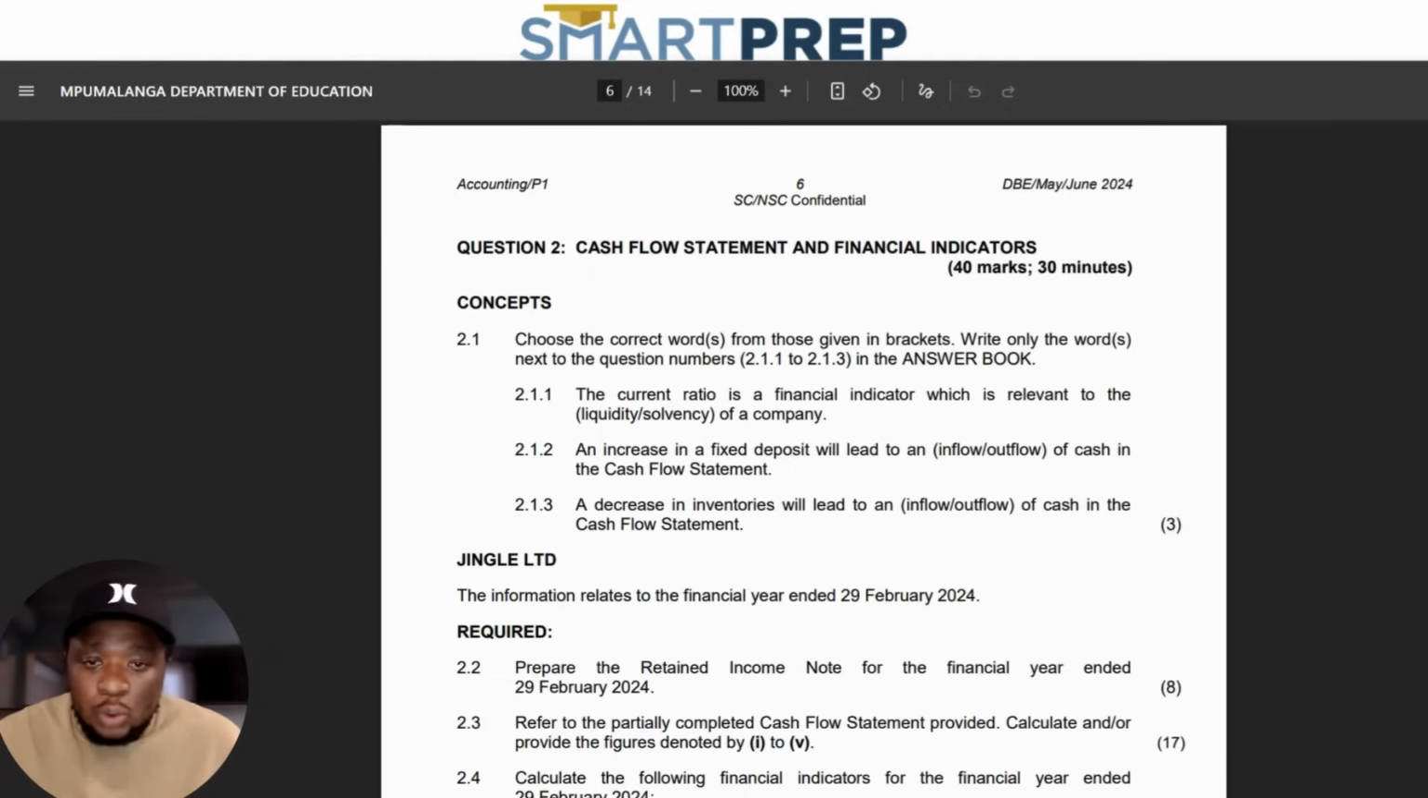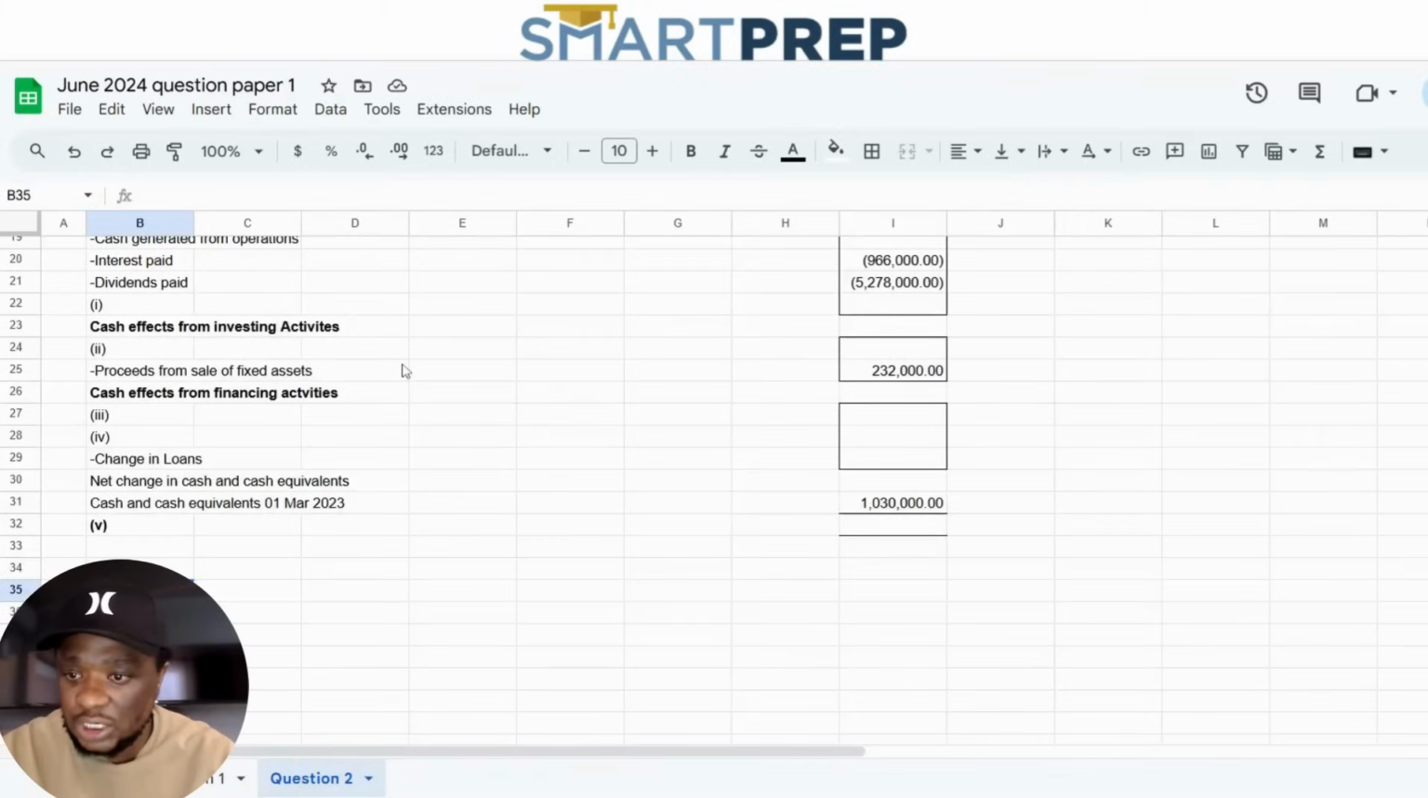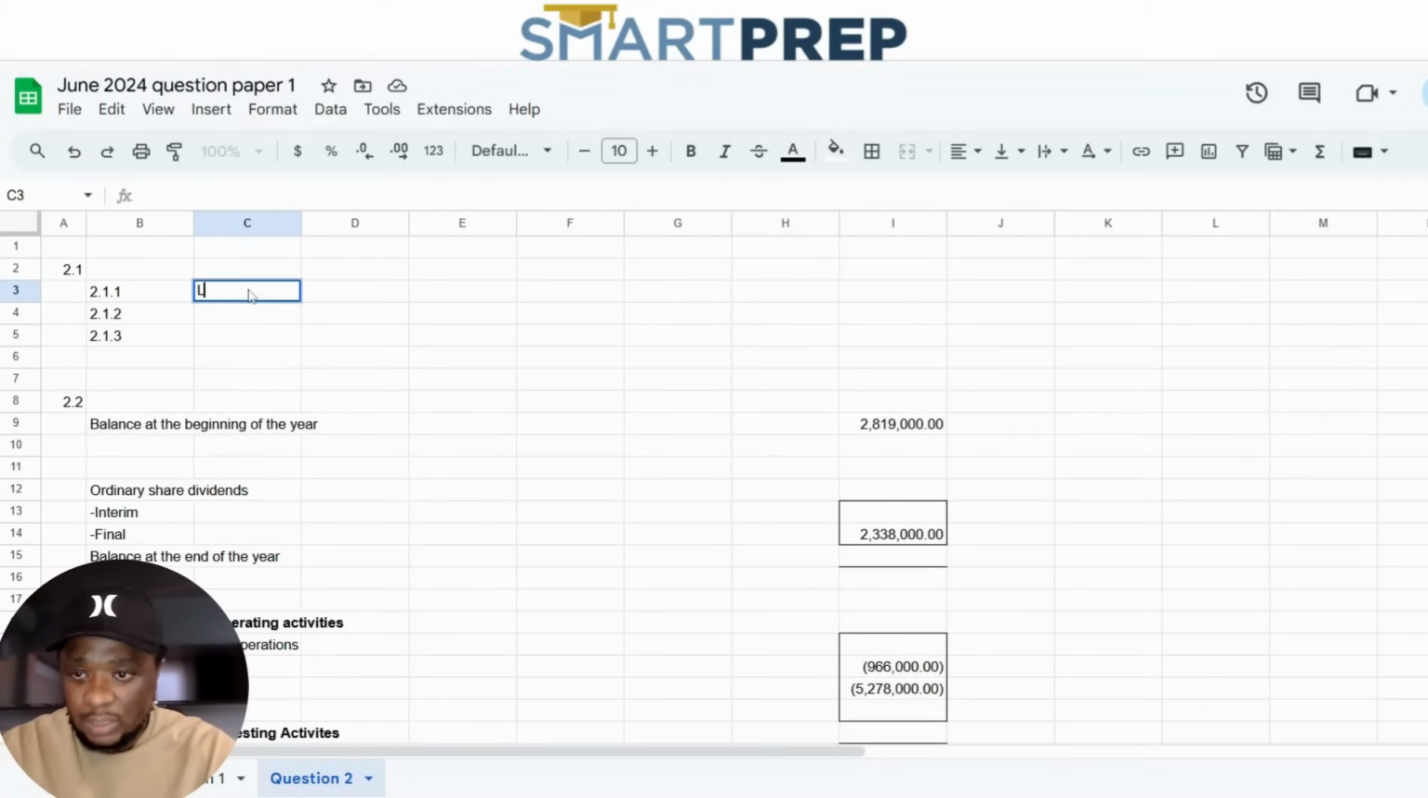So in this question, we're doing the cash flow statement and financial indicators. The first question is just on basic concepts. The current ratio is a financial indicator which is relevant to the liquidity or solvency of a company. Remember that liquidity looks at the short-term ability to settle debts, whereas solvency looks at the long term, and the current ratio is current assets to current liabilities. Both of those things are in the short term, so that will be liquidity. So for the first question, we would go with liquidity.